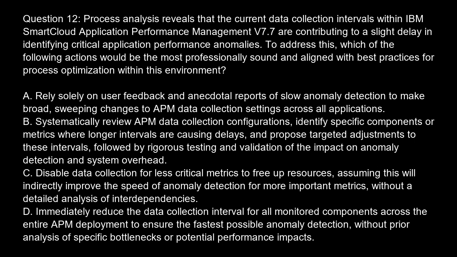Option C. Disable data collection for less critical metrics to free up resources, assuming this will indirectly improve the speed of anomaly detection for more important metrics, without a detailed analysis of interdependencies. Option D. Immediately reduce the data collection interval for all monitored components across the entire APM deployment to ensure the fastest possible anomaly detection, without prior analysis of specific bottlenecks or potential performance impacts.